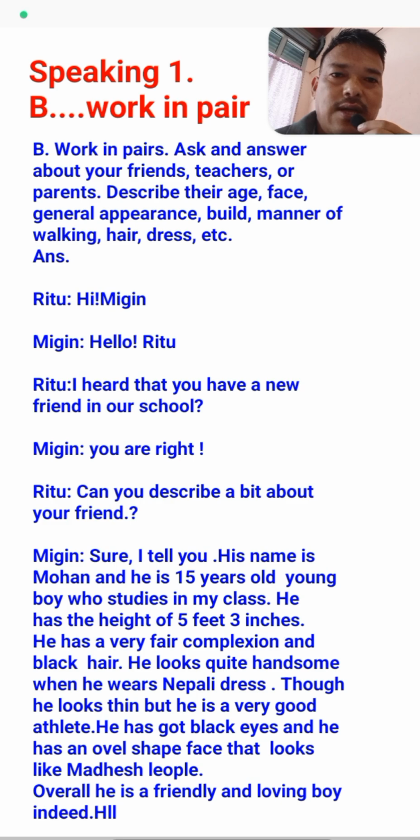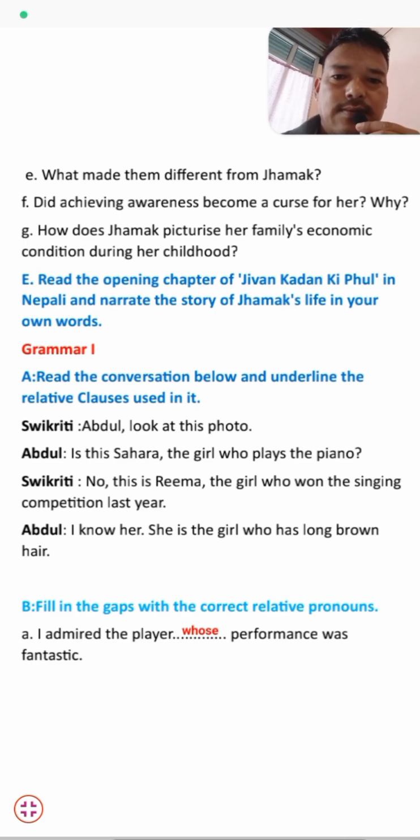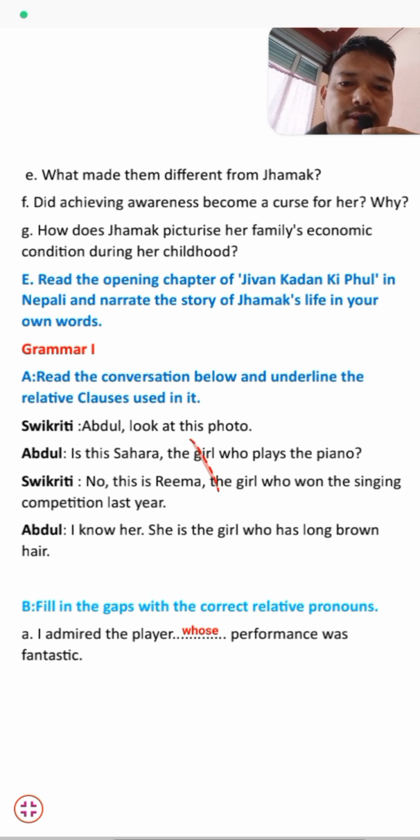And now move to the grammar part, students. In the grammar part, we will discuss today relative clauses. First, let's study its example here: read the conversation below and underline the relative clauses used in it. So here is the conversation given. Now what you have to do is find out those relative clauses which are used in this conversation.